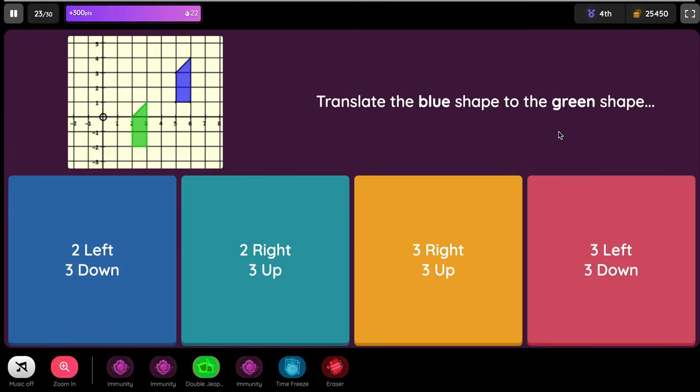Translate the blue shape to the green shape. So be careful which color you translate, because you want to be very careful while translating. You don't want to do it vice versa. You don't want to translate the green shape into the blue shape, because then you're going to get the whole answer wrong. So just take your time. I'm not going to choose a specific point because there are no points over here. It's just a question of shapes. So you want to go 3 units to the left, and then you go 1, 2, 3 units down. So you have to choose whatever answer you got. I got this one.